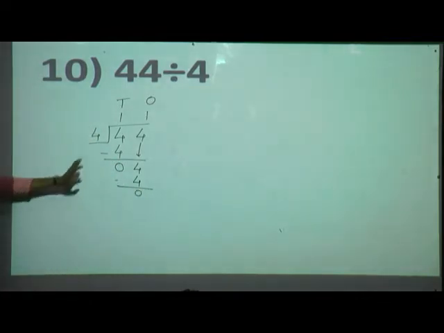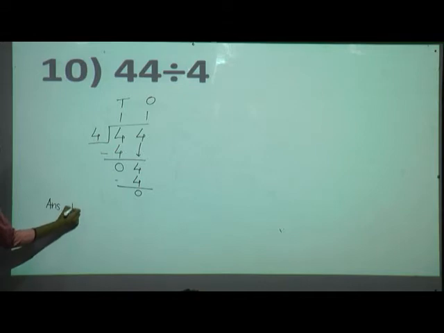So 44 divided by 4 is equal to what? 11. So what is the answer? Here you have to write answer 11. Understood? Okay.